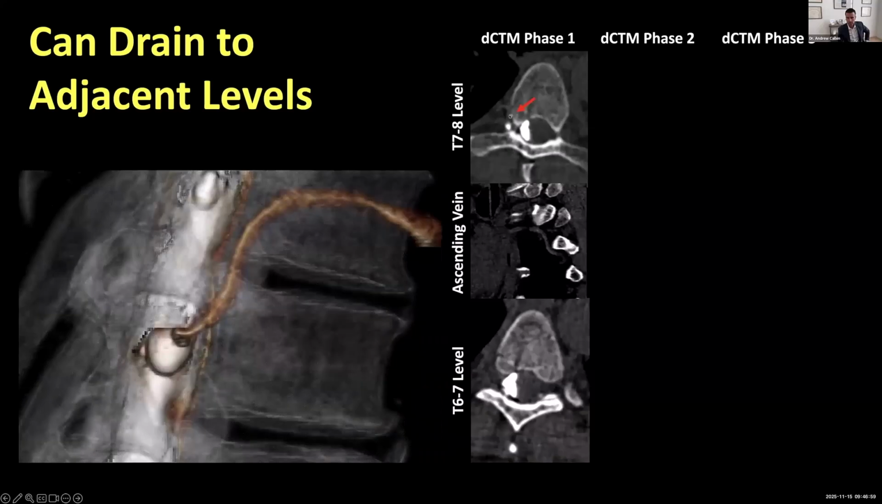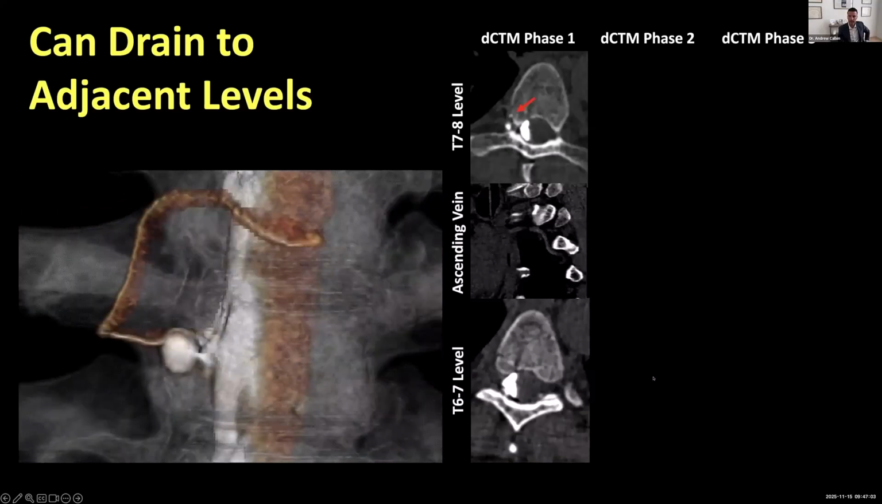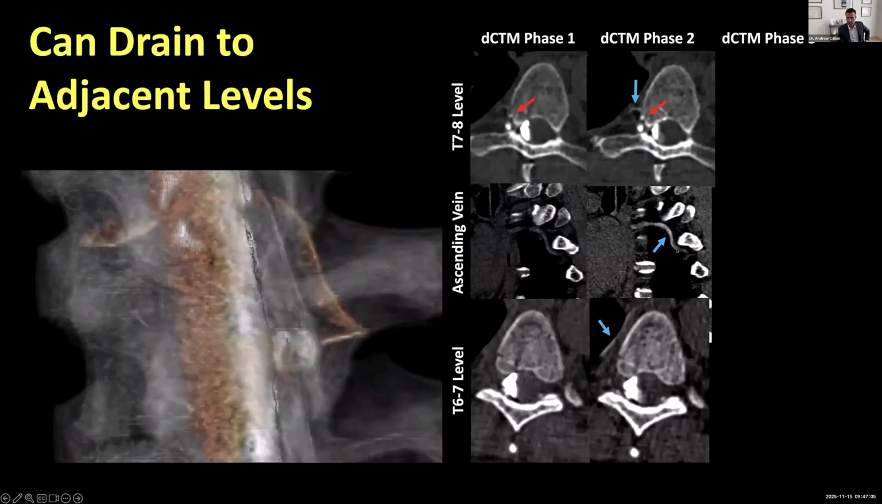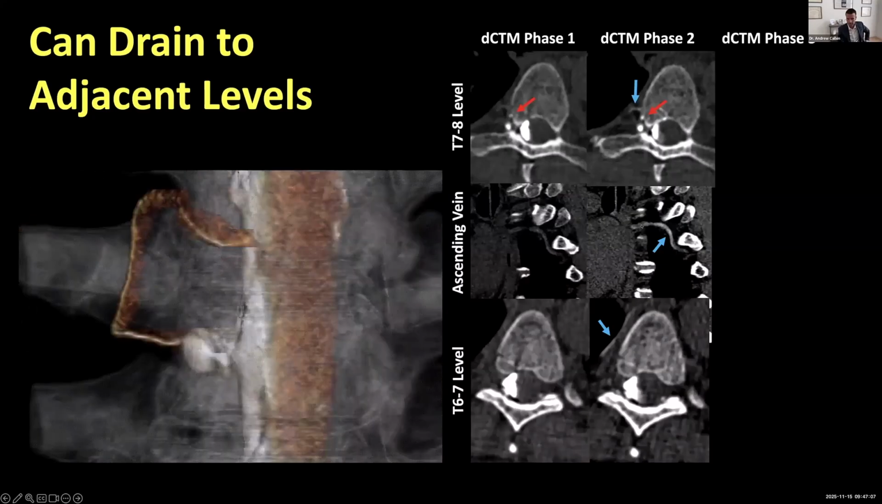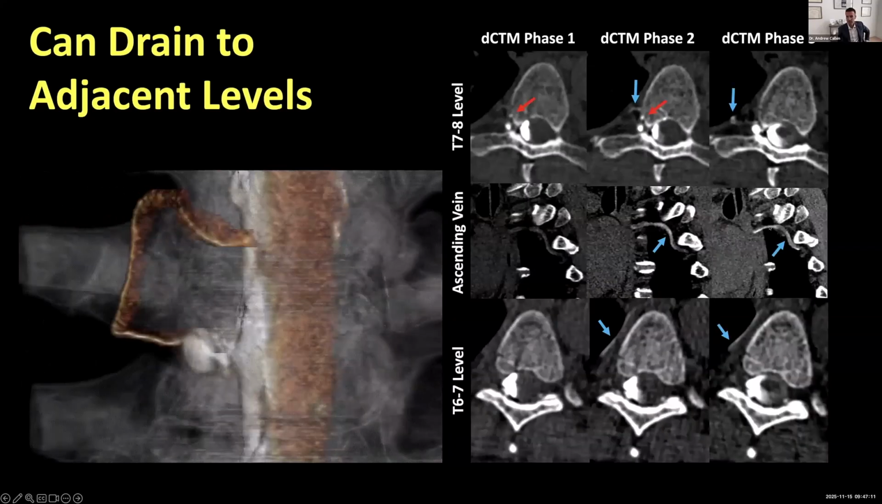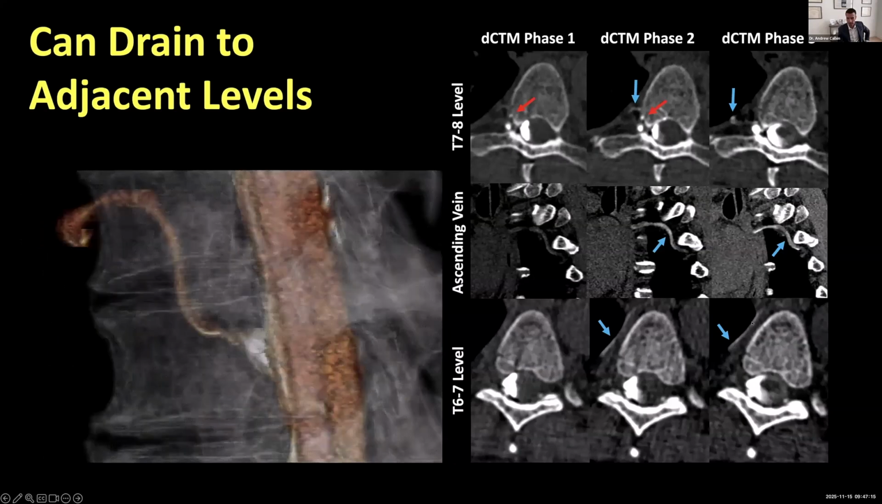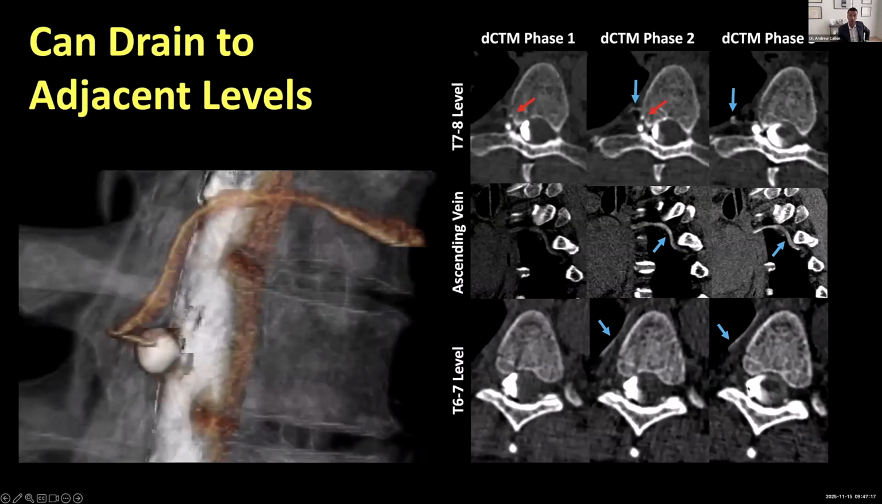At T7-8, we see some early opacification just anterior to the nerve root sleeve complex. And then as the myelogram progresses, we see that opacification into an ascending paraspinal segmental vein to the level above. And then we see this very robust opacification on the third phase of that T6-7 vein. But that is not where that fistula is arising from.